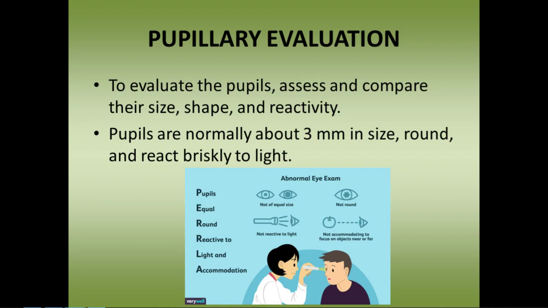Next would be your pupillary evaluation, which is another part of your physical assessment. In your pupillary evaluation, what do we do here? We evaluate the pupils, assess and compare their size, shape, and reactivity. The average size of the pupils would be 3 millimeters. The normal diameter would be 2 to 4 millimeters. So, ang average natin is 3 millimeters, when wala pang light na nakadirect sa ating mata.